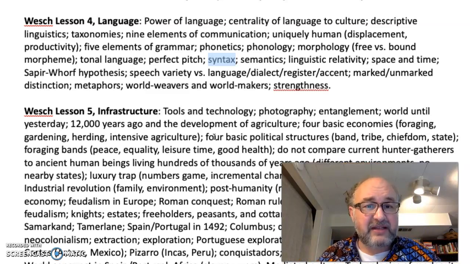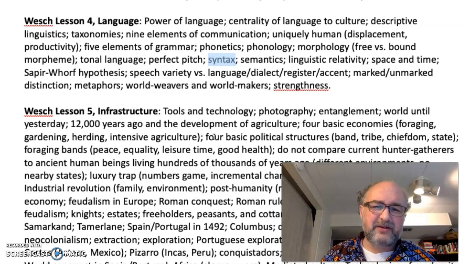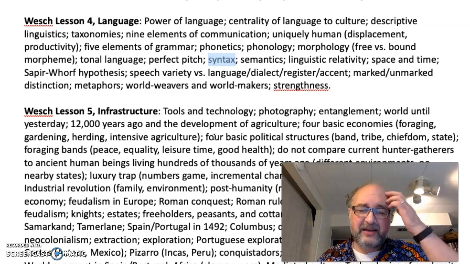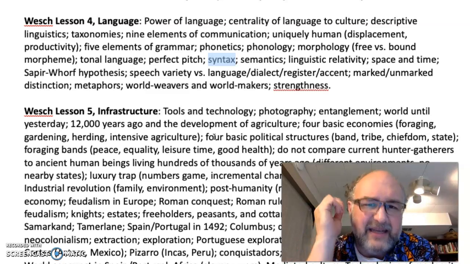Speech variety versus language, dialect, register, accent. Remember, anthropologists like to talk about speech variety instead of talking about whether it's a language or a dialect, or what kind of register they're using, or the accent. I mean, we talk about all these things, but we broadly put it all under speech variety.